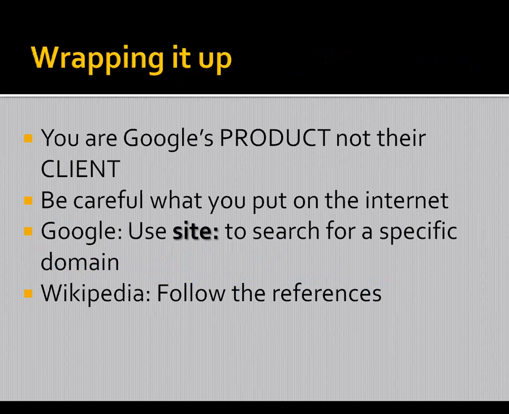So wrapping it up, remember that you are not Google's client. You are their product. They take your information, they sell it to put ads on your screen. Be careful with what you put on the internet. Your information is being used. People are watching you out there. On Google, use the site: operator to do searches for specific domains. And then Wikipedia, follow your references.